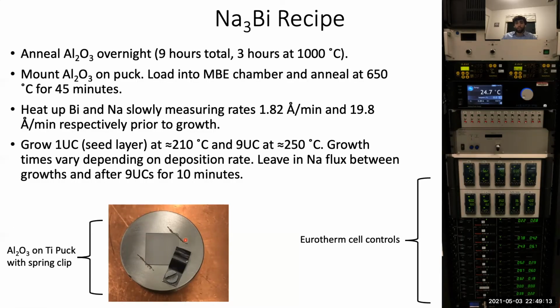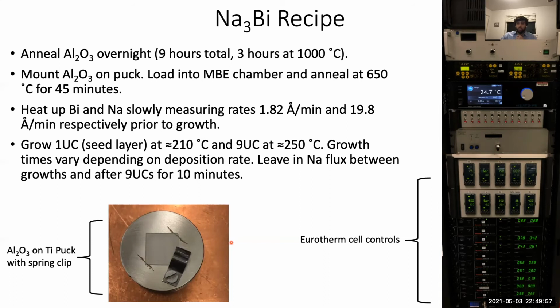Now I'll walk you through the process of growing sodium bismuth from start to finish. First, sapphire substrates anneal overnight for a total of 9 hours, 3 of which are spent at 1000 degrees Celsius. Then on the day of growth, the substrate is mounted onto a titanium puck using tantalum wire shown below, over here. This tantalum wire essentially ensures that the sample stays mounted to the titanium puck during the entire growth and does not move. The substrate is then loaded into the chamber and annealed at 650 degrees Celsius for 45 minutes. This annealing process is important for ensuring the cleanest possible surface before growth.